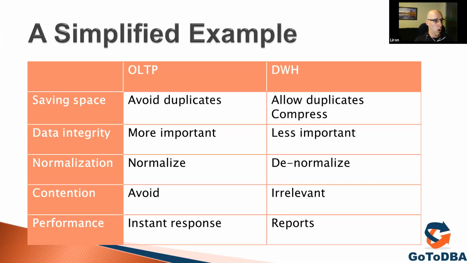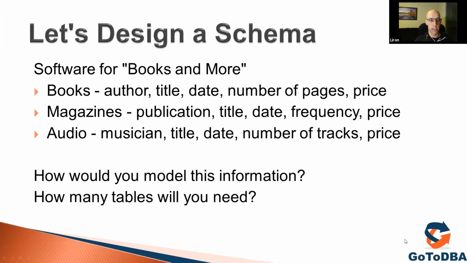Okay, so timing is going good, and let's design our schema. In this example, this is a made-up hypothetical scenario. We would like to write software for a store called Books and More. They sell three types of products: books, magazines, and audio CDs. And here you can see all the attributes for each product.